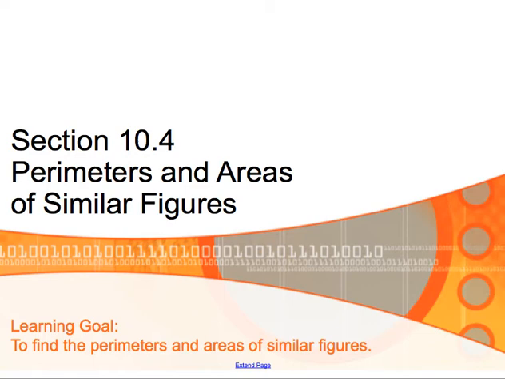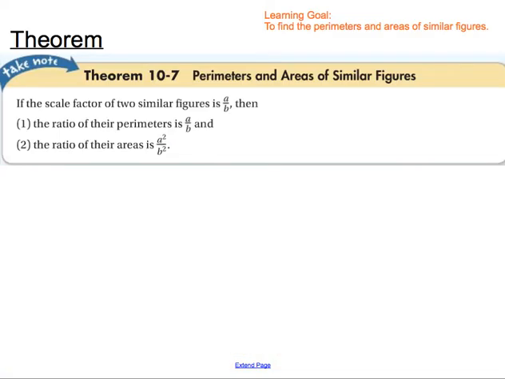So let's get started. The theorem for this section says that if the scale factor of two similar figures is a to b, then the ratio of their perimeters is a to b, and the ratio of their areas is a squared to b squared.